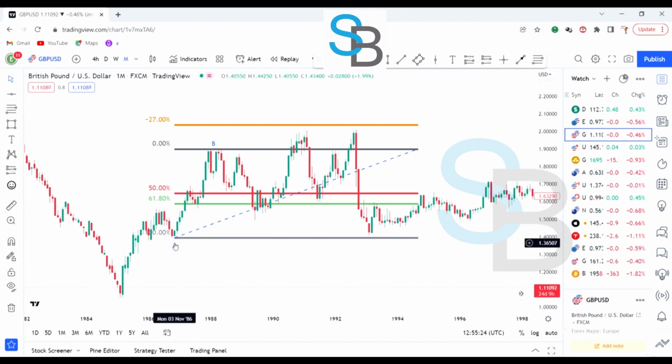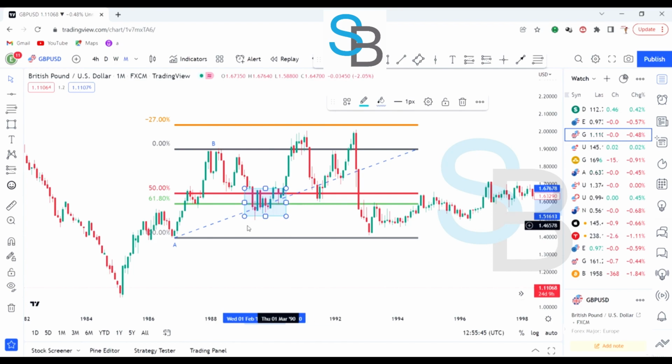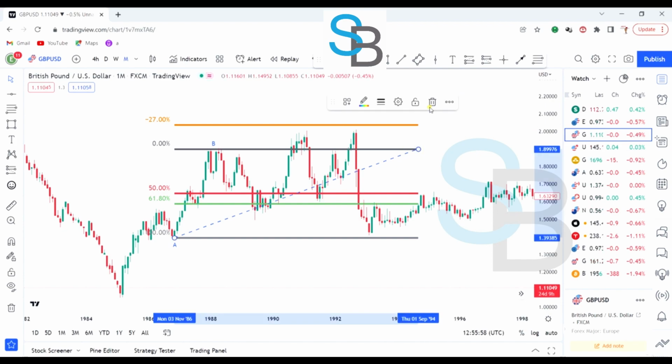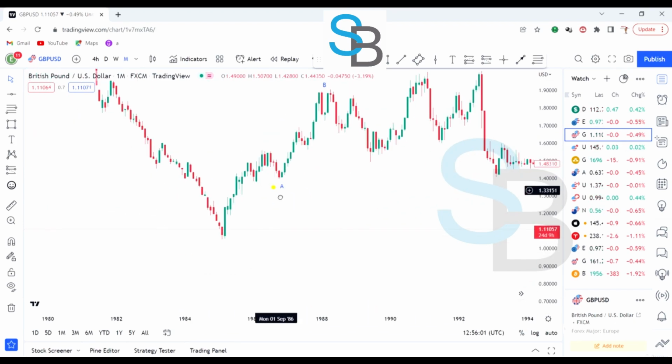So when you drag it from point A to point B, all you then need to do is look at the 50% and 61.8% retracement levels. When you look at these levels, you tend to see that the market came to these levels. Look at what happened here. Just like magic, the market came to this level, tested these levels, and then continued rallying up. So that's the mystery behind the Fibonacci tool. That's how it works.